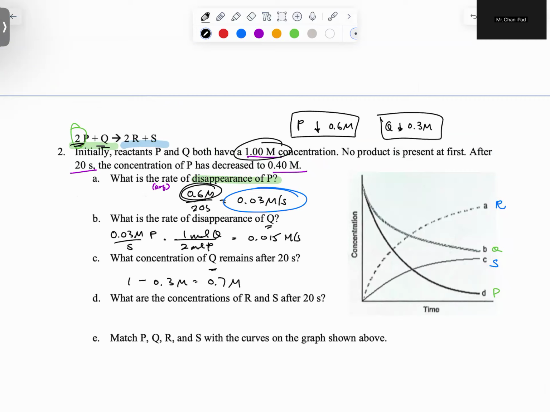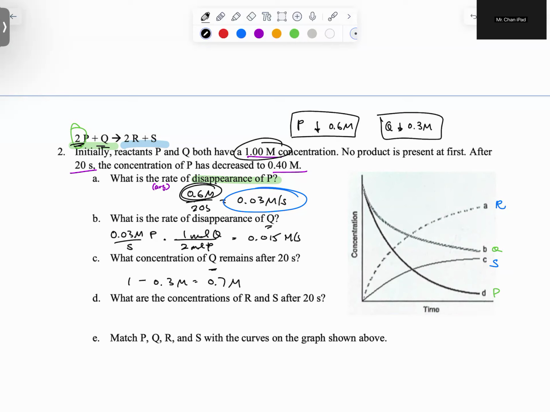Okay? Now, I can foresee some problem with these questions for part C in particular, and that is some students will be like, oh, let me go ahead and use the 0.4 molar and do the mole ratio. And they forgot about the whole process, that the way you calculate the concentration of Q remaining is by knowing how much it has been consumed in the 20 seconds. If P consumed 0.6, then Q must have been consumed by 0.3.